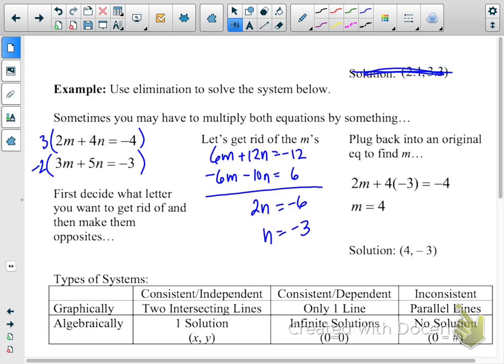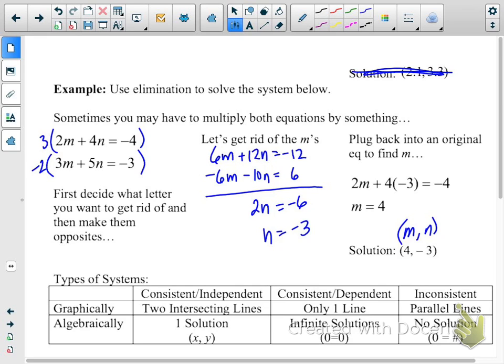Now, once you find that first letter, don't forget to go back and plug in the other one. That's the easy part. Don't forget the easy part. When you write your solution here, and I don't have x's and y's, it's alphabetical. So m comes before n, so 4, -3.